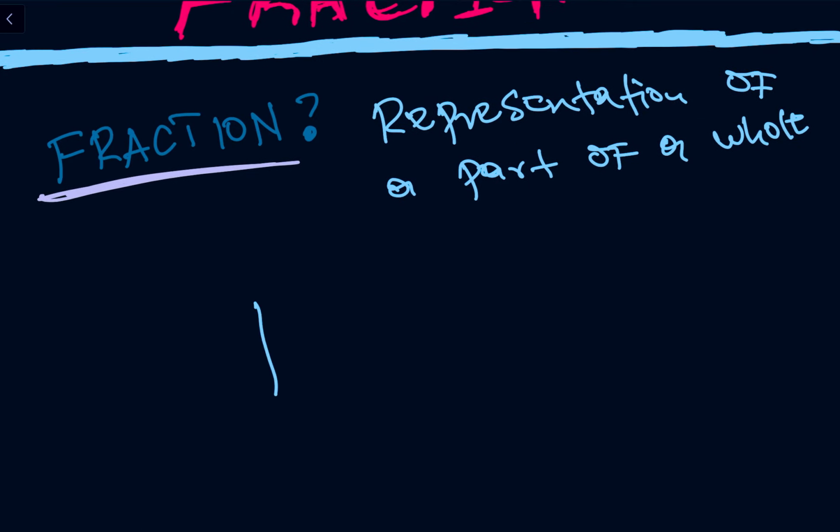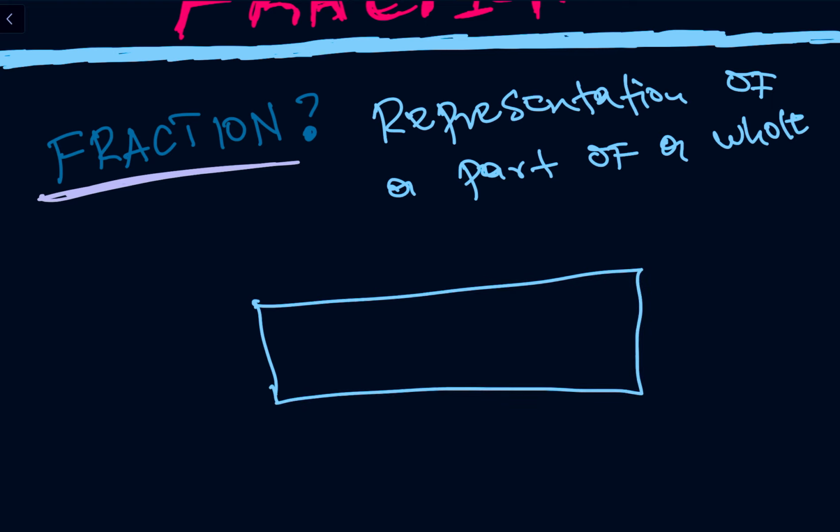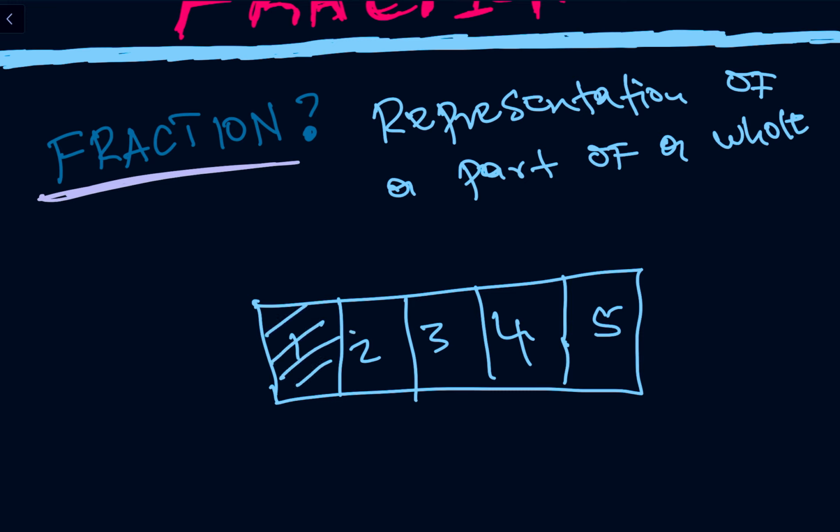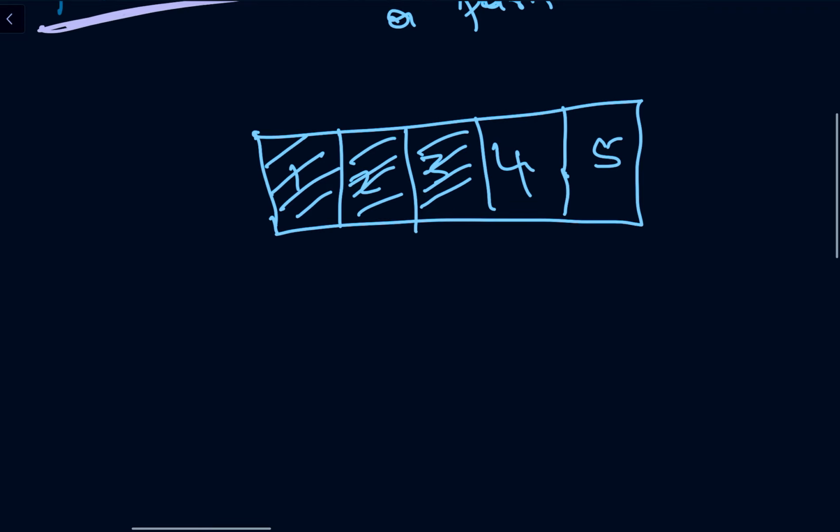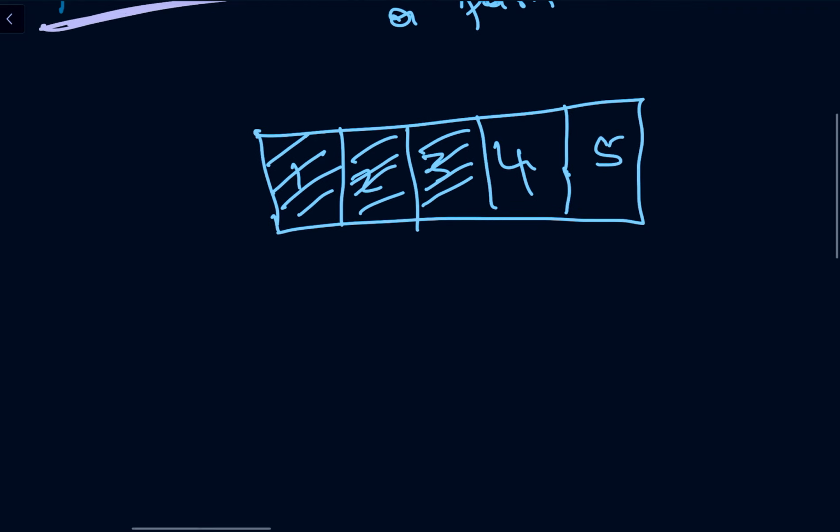Let's say you have a rectangle cake, and this cake is divided into 1, 2, 3, 4, 5 portions, and you decide to give 1, 2, 3 portions of this cake to your friends or to your siblings. So what a fraction does is keep a record of the cake that you had and the cake that you've given.